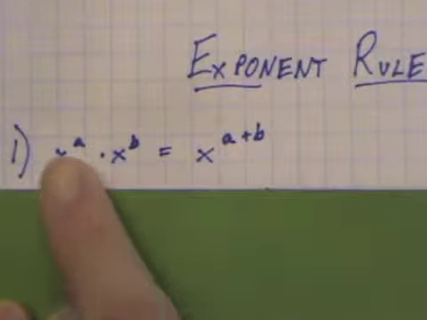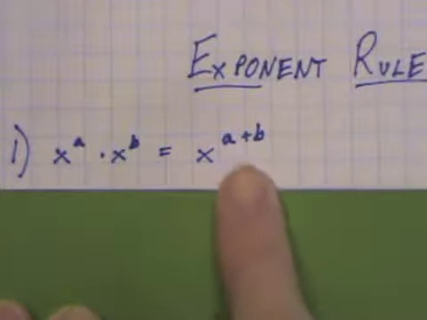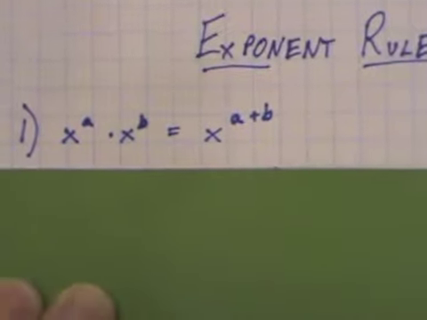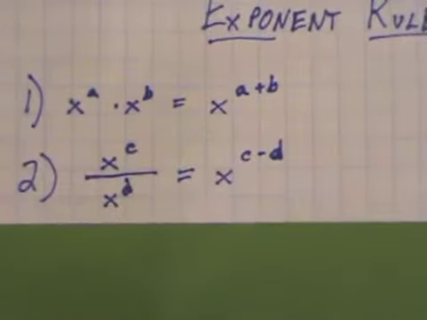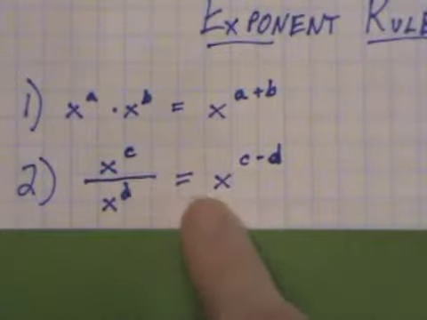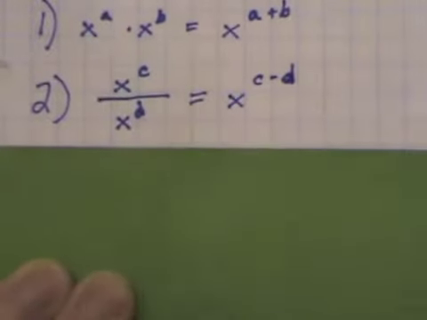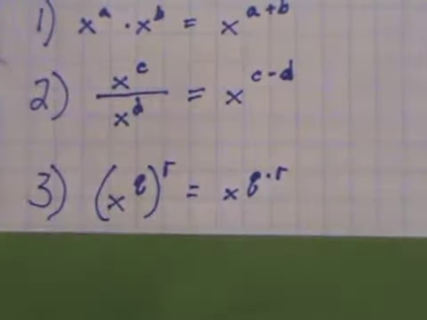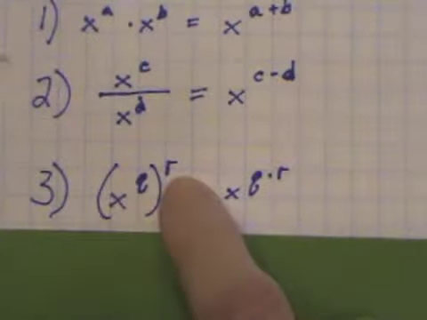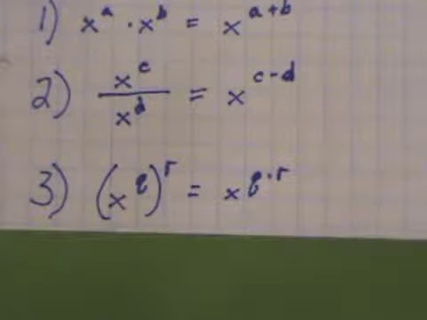The first rule we learned was x to the a times x to the b equals x to the a plus b. If this doesn't make any sense to you, please go back and review the first lesson we did. Next, x to the c divided by x to the d is the same thing as x to the c minus d. That was also the first lesson that we did. Moving on, x to the q quantity to the r is equal to x to the q times r.